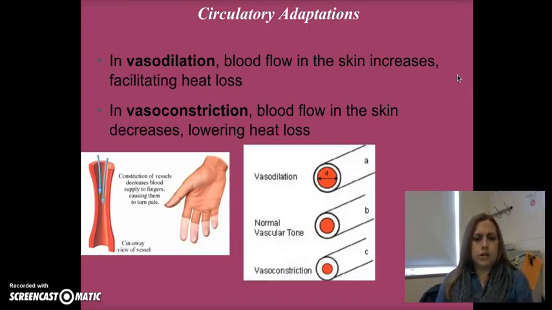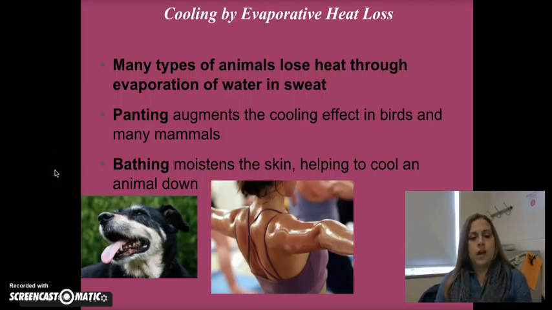There's also circulatory adaptations. So in vasodilation, blood flow in the skin increases, facilitating heat loss. So you can see here we have vasodilation, so the diameter of the blood vessel gets wider compared to the normal vascular tone. And then you also have vasoconstriction, which is when blood flow in the skin decreases, so it lowers heat loss. And so here is the vasoconstriction. You can see the diameter now is much smaller, and so it lowers heat loss.